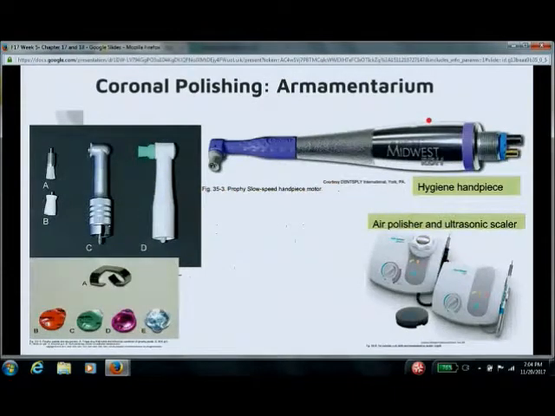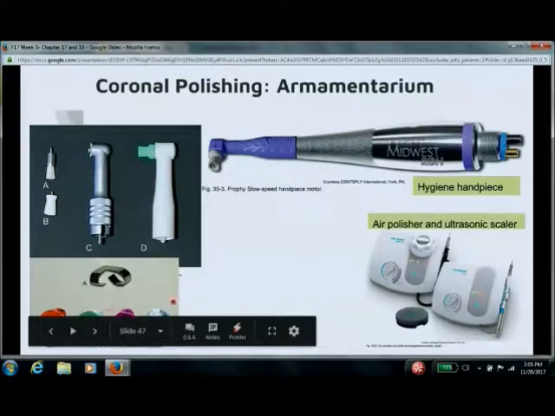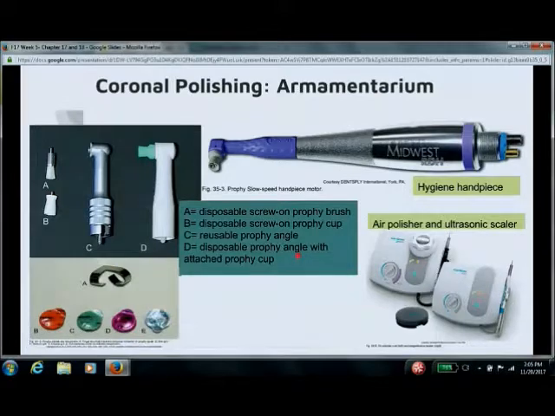What do you use for polishing? A hygiene handpiece or an air polisher. And then if you're using the handpiece, you want your Profi angle, your Profi cup or Profi brush, and your Profi paste down here. And I have a key for this, so if you go back over these presentations, you can kind of quiz yourself on what these things all are, right?